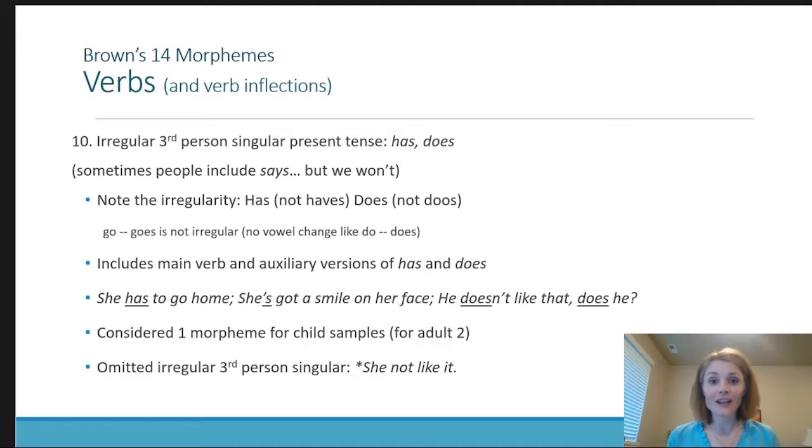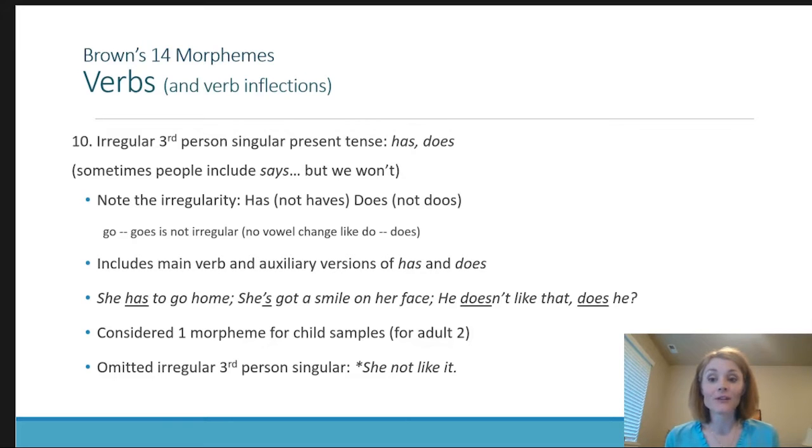And then we have the irregular third person singular present tense. And these are the verbs have and do, which are inflected for third person present tense to be has and does. And notice that these are irregular because in the regular verbs we just add an S. So walk becomes walks. But the verb have doesn't become haves, which would be the regular form. It becomes has. So it's an irregular form. And same with the verb do. It doesn't go to doos, it goes to does. So that's why these are considered irregular.